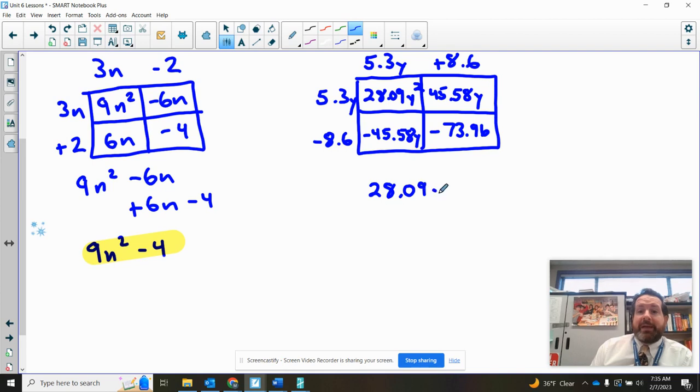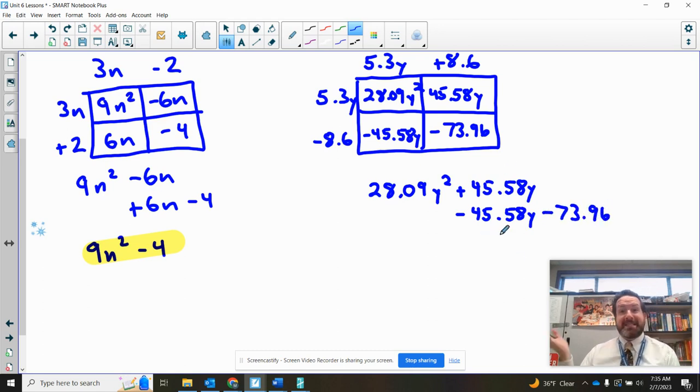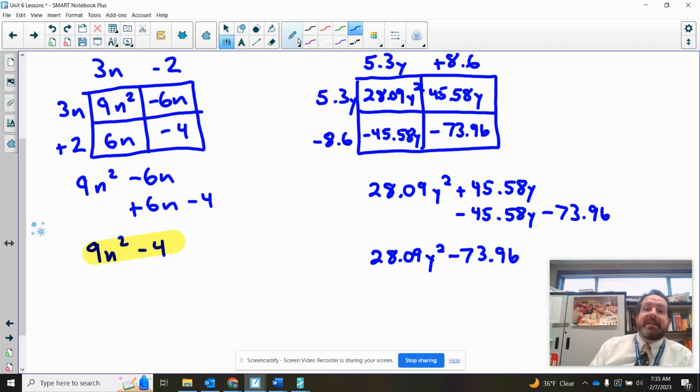So 28.09y to the second plus 45.58y minus 45.58y minus 73.96. And look at this, the same thing happens again. Those two middle terms are exact opposites. They add up to 0. So my final answer is going to have the 28.09y to the second, but that middle y term, 0 of them, doesn't even show up, with the minus 73.96 on the end. So the pattern is a fun one. Just be aware that that does sometimes happen. So keep track of your work as you go, and you'll be in good shape.